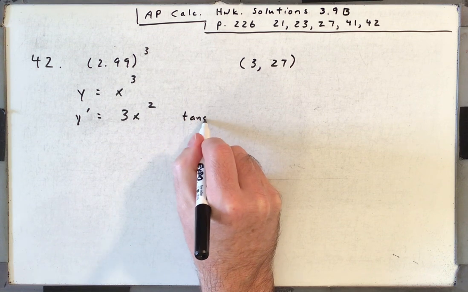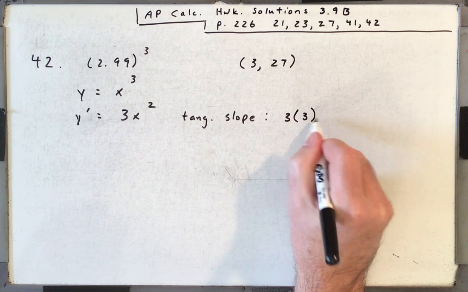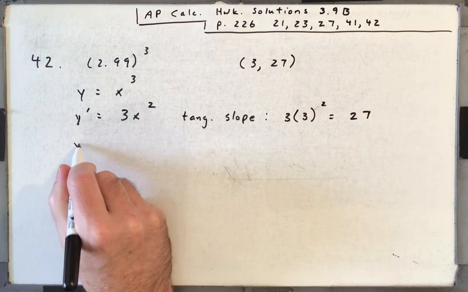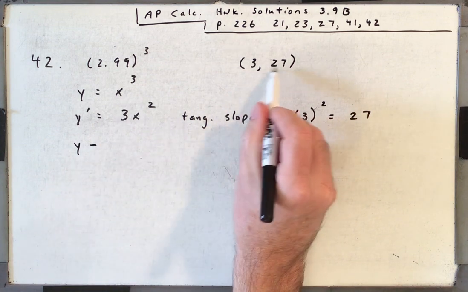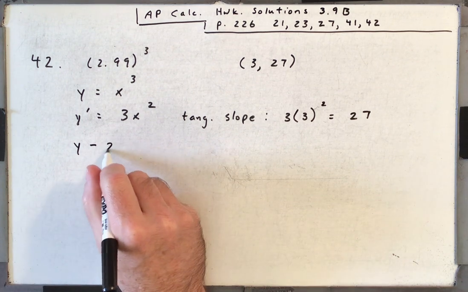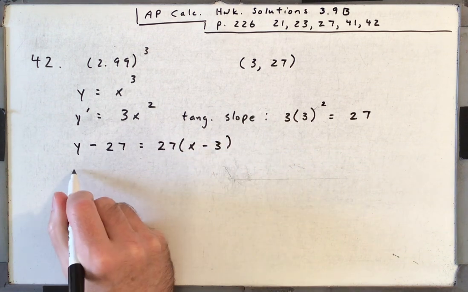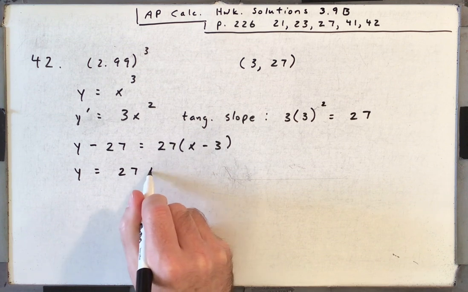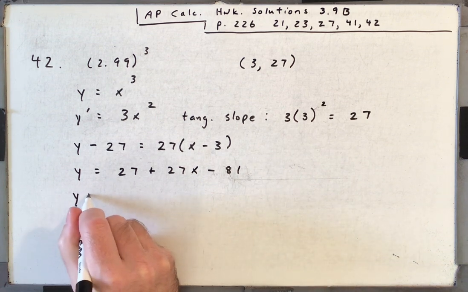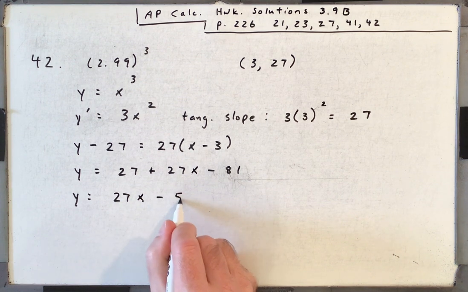Our tangent slope would be 3 times 3, plug in the x squared. Our tangent slope is 27. Tangent line equation would be y minus, now remember we're still using these points. We don't plug in that 2.99 until the last step. So y minus 27 is equal to 27 times x minus 3. So y is equal to 27 plus 27x minus 81. Let's go ahead and do that. That'd be y is equal to 27x minus 54.